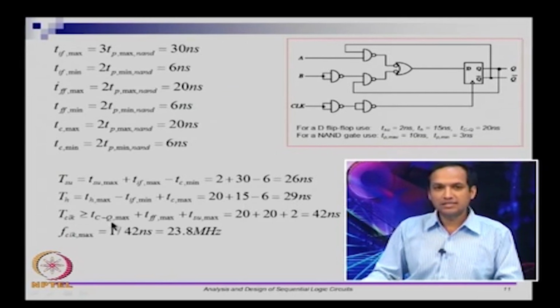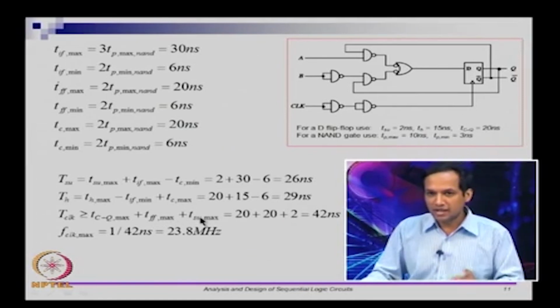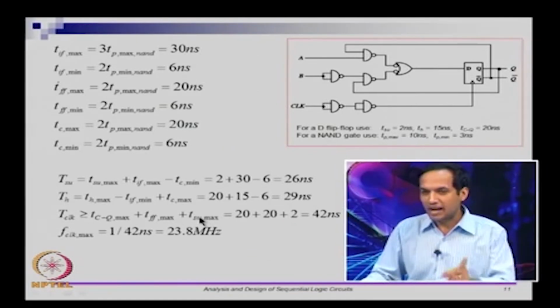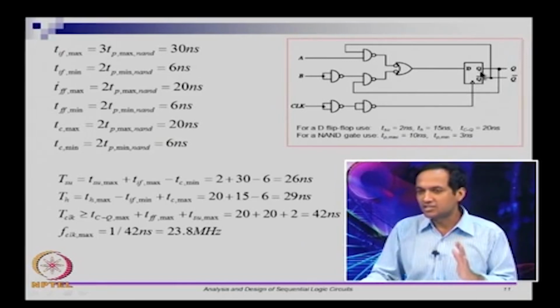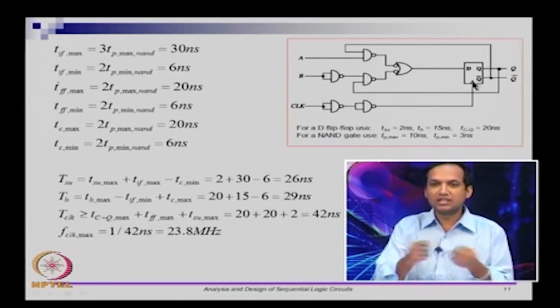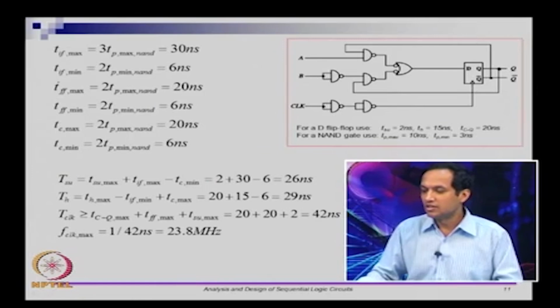TCLK is TCQ max plus TFF max plus TSU max plus, actually there is a TSQ max, but we are looking at the clock pulse, the launching edge is on flip flop Q, the landing edge is also flip flop Q, there is no skew there, so the skew is 0. You add all of that up, that is 42 nanoseconds.